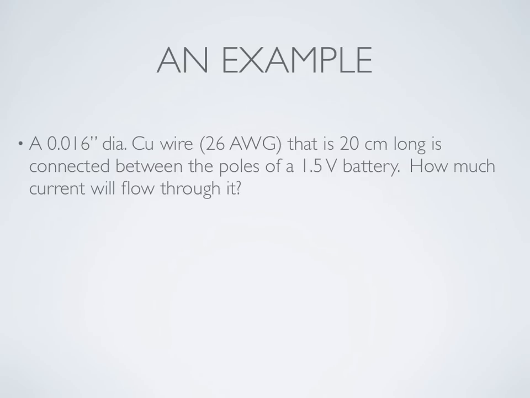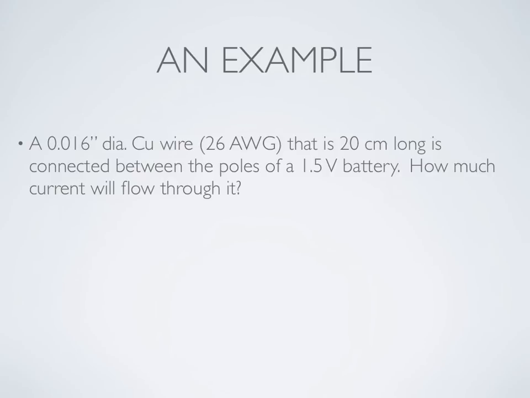Now, just to give you one quick example of how we might put all this together into a problem, let's say I've got a 16 thousandths of an inch diameter wire. That's a 26 gauge for those of you that are engineers. It's 20 centimeters long, so about the size of a piece of paper or so. It's connected between the poles of a 1.5 volt battery, so a regular battery that you might pull off the shelf. The question I'm going to ask is how much current flows through it.